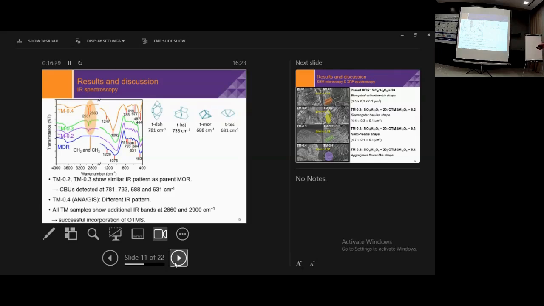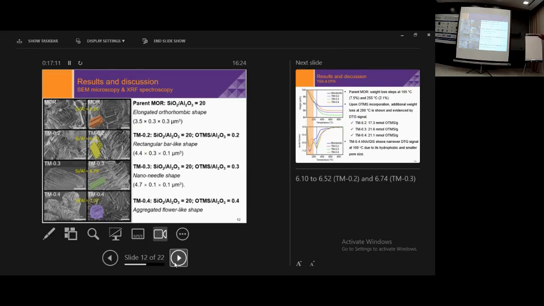However, the TM0.4, which is not mordenite zeolite, shows a totally different IR pattern compared to these three samples. That means this agrees with the XRD analysis. However, the TM0.2, TM0.3, and TM0.4 show extra peaks here relative to the pure mordenite zeolite. So this confirms the presence of OTMS incorporated into the framework of the zeolite.